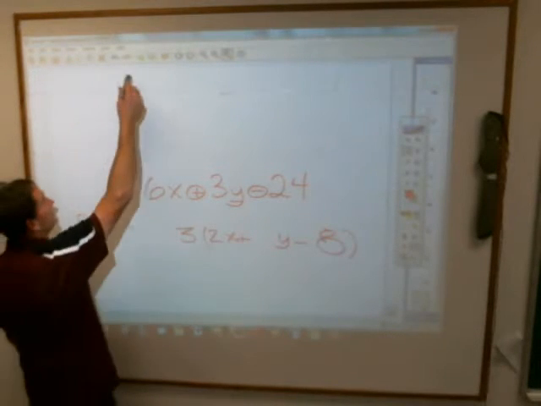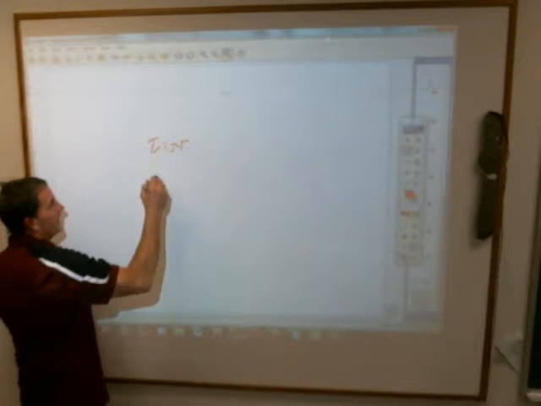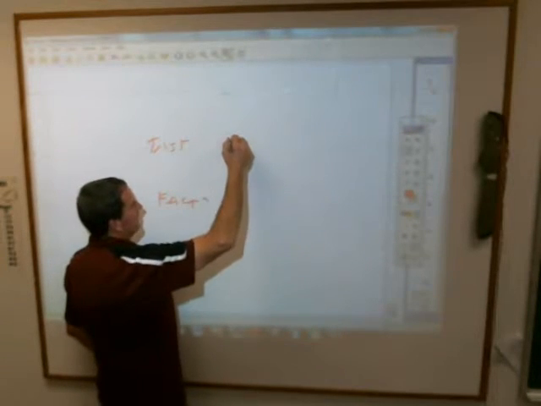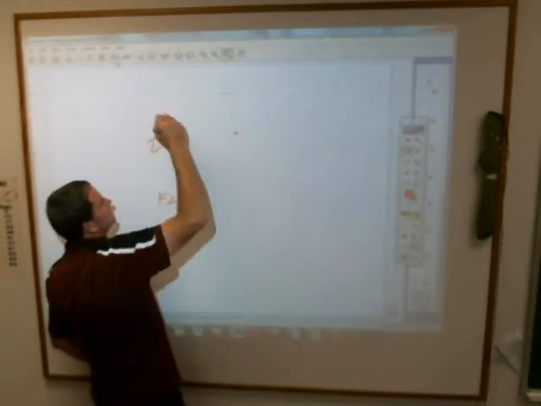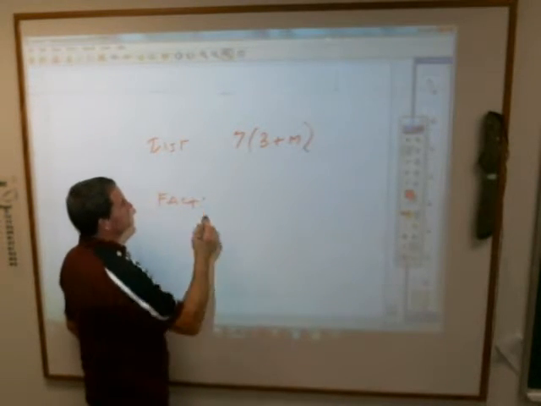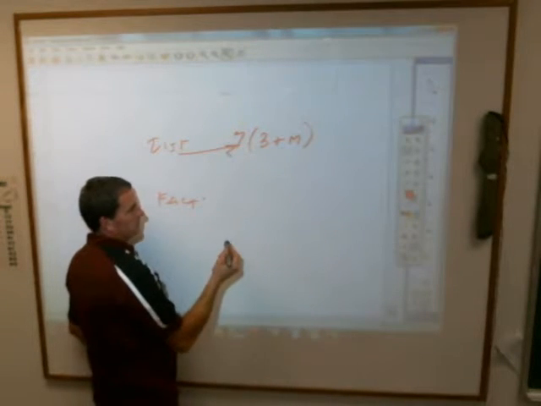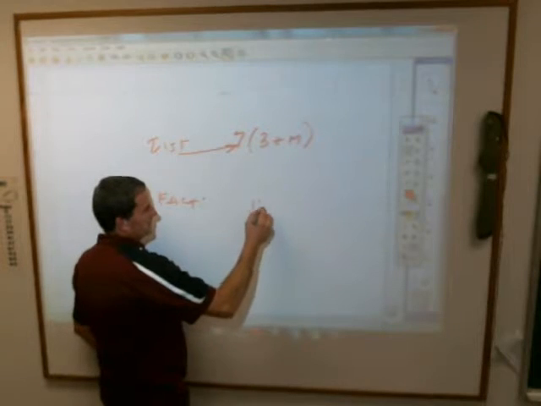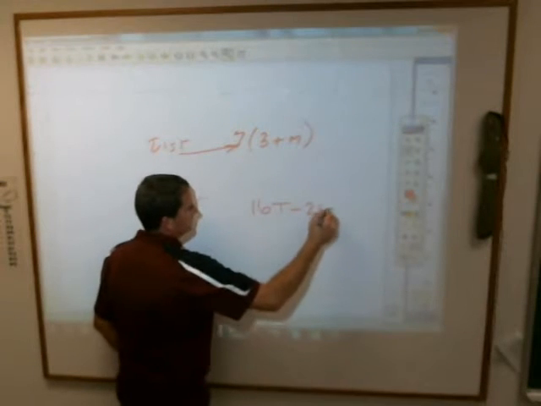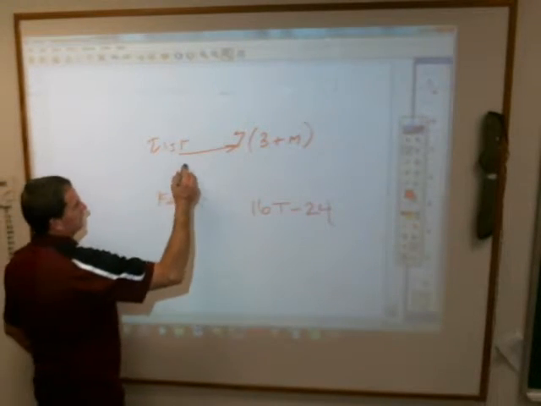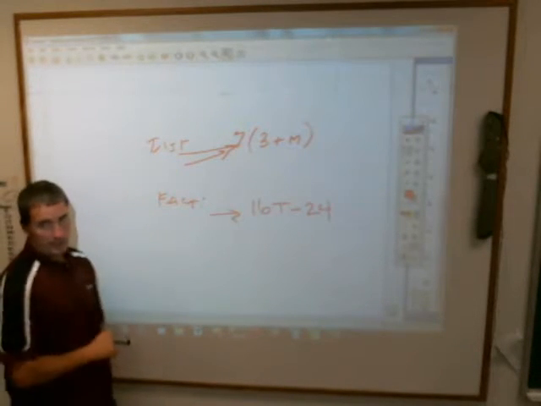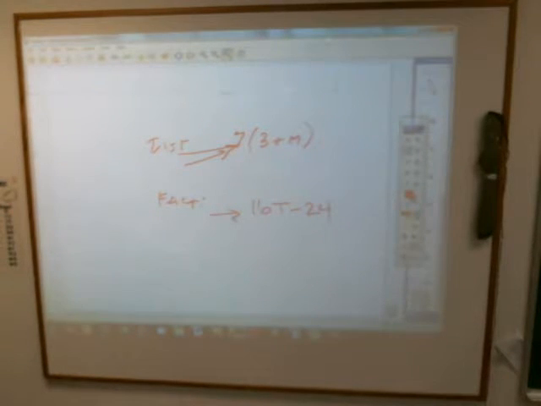Now, question? Okay, so we've got 2 things. You've got the distributive property and you've got factoring. I'm going to write one down and you need to do both of them. Distributive property. Let's say I've got 7 times 3 plus m. Do the distributive property for that, and then I want you to factor this one: 16t minus 24. Distributive property, this one, factor that one. Let's see how many people get both of those correct.